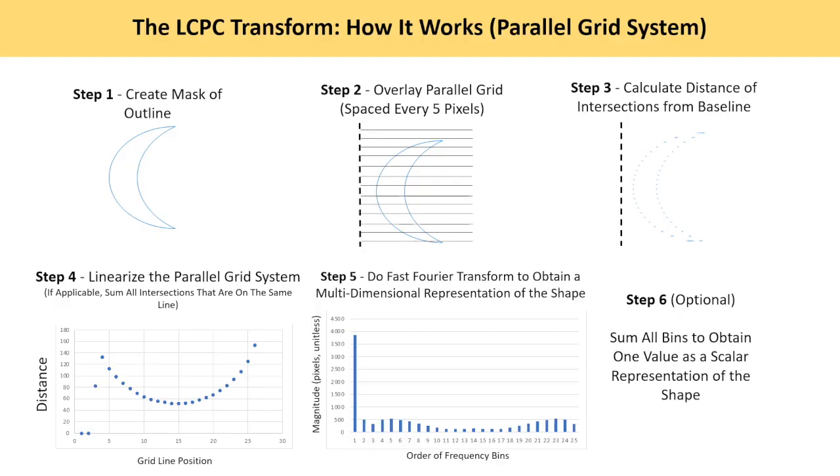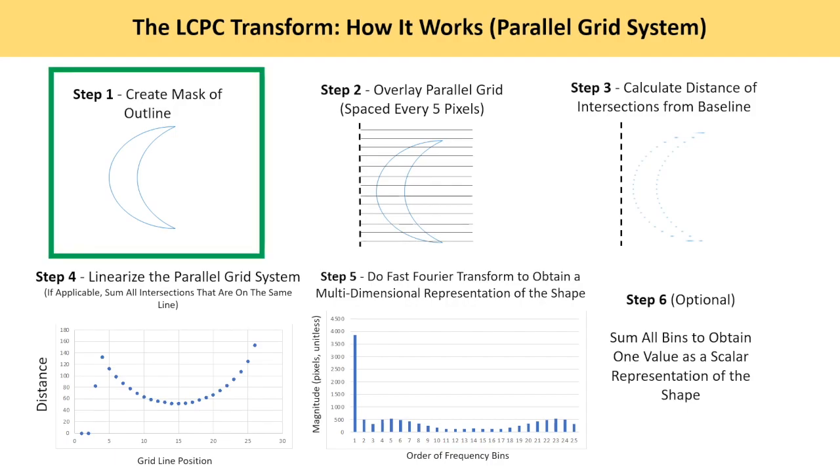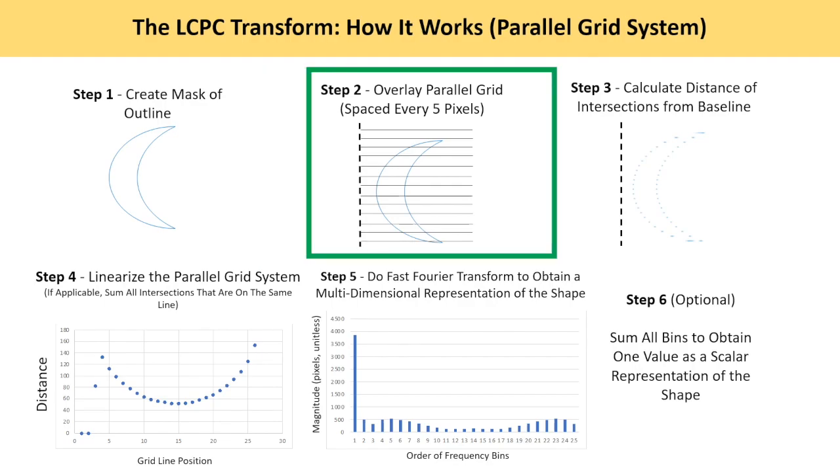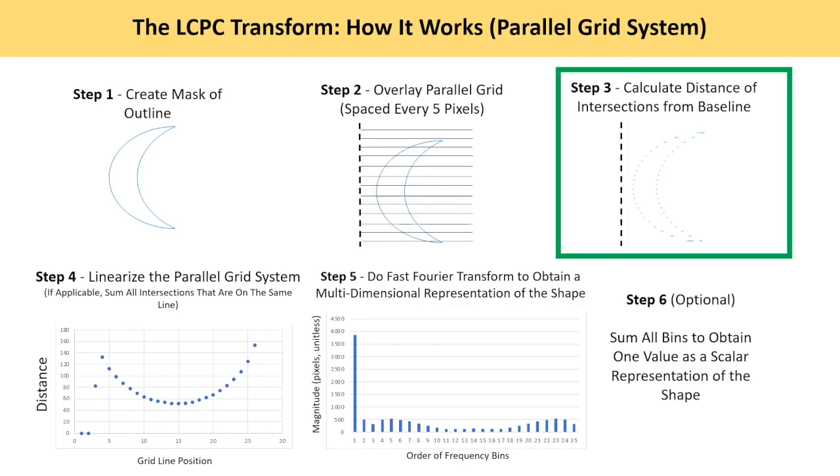Genie uses Brain Scanology's LCPC transform to analyze shapes. To perform the LCPC transform, first, a mask of the outline of the object of interest was created, which in this project was a sickle cell. In step 2, a parallel grid was overlaid onto the outline. The third step was to calculate the distance from the baseline of the parallel grid, shown as a vertical dashed line, to the intersections between the parallel grid and the outline of the object.